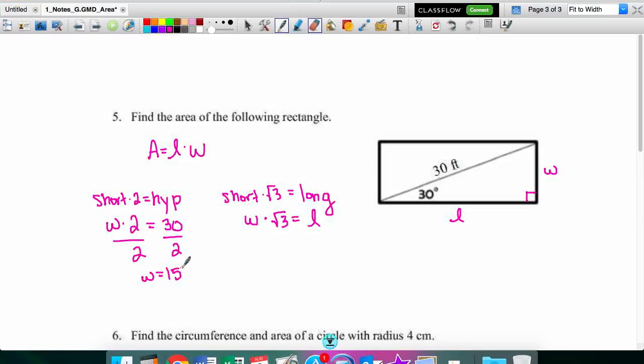So now I know my width. For my second equation, as it sits, you cannot solve because there are 2 variables. However, since we have found W, we can plug in our known W to find our length. So we see that the length is 15 radical 3. We have our length, we have our width, and we're ready to solve our area formula once again.